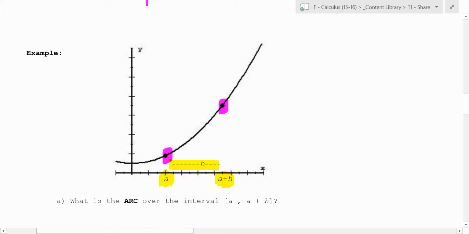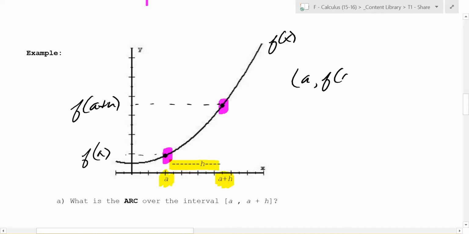Find the coordinates. So in this case, what's the y coordinate there? If this is f of x, it's just f of a. What's the y coordinate for this one right here? f of a plus h. So what are the 2 coordinates? a comma f of a, and a plus h comma f of a plus h. Is everybody with me so far?